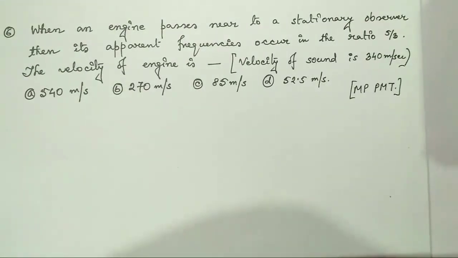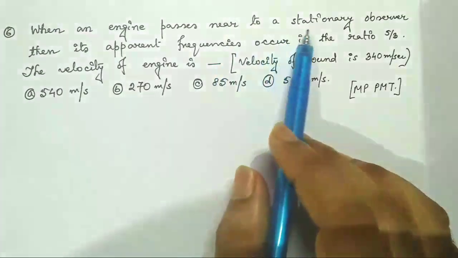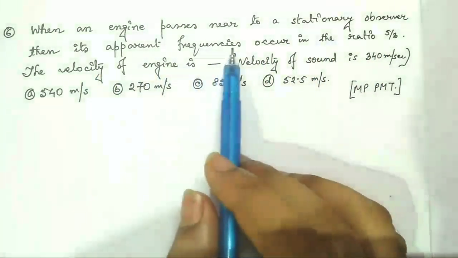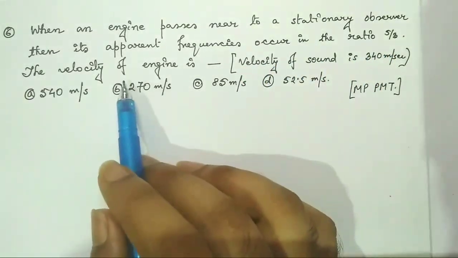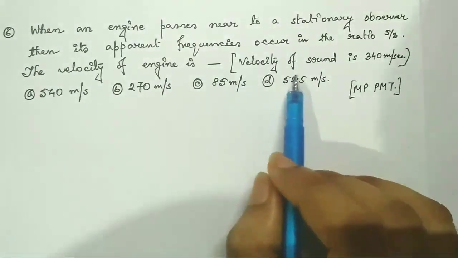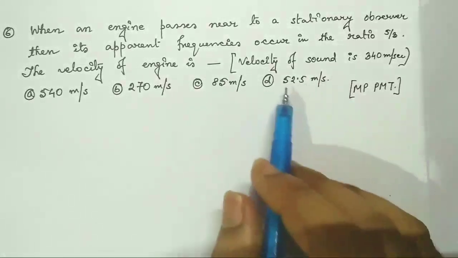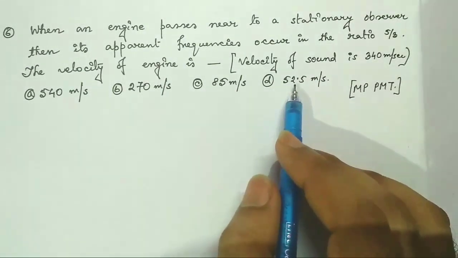Move on to the last question of this class. When an engine passes near to a stationary observer, then its apparent frequencies occur in the ratio 5 by 3. Then you are asked the velocity of the engine. It is given that the velocity of sound is 340 meter per second. Four options are given: 540, 270, 85, 52.5.